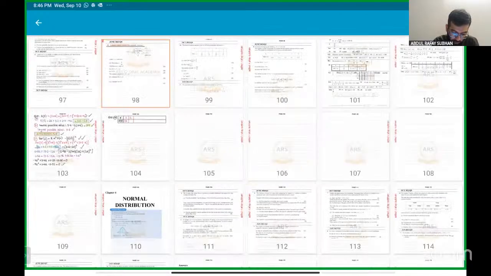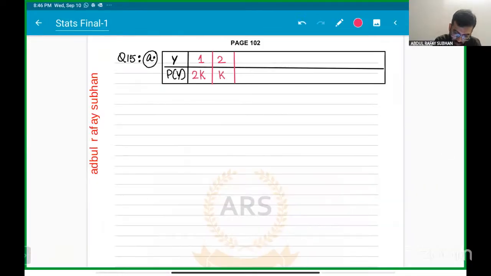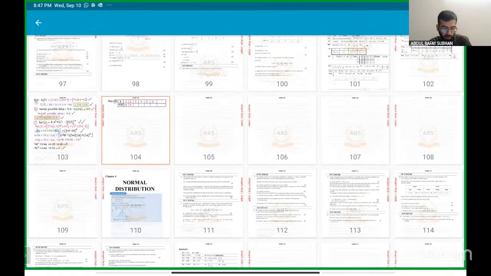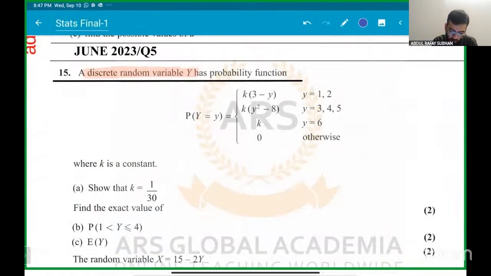So when y is 2, the probability is coming out as k. Same thing you have to do for 3, 4, 5, and nothing for the 6. So the probability at 6 is very simple. When y is equal to 6, the probability is k.